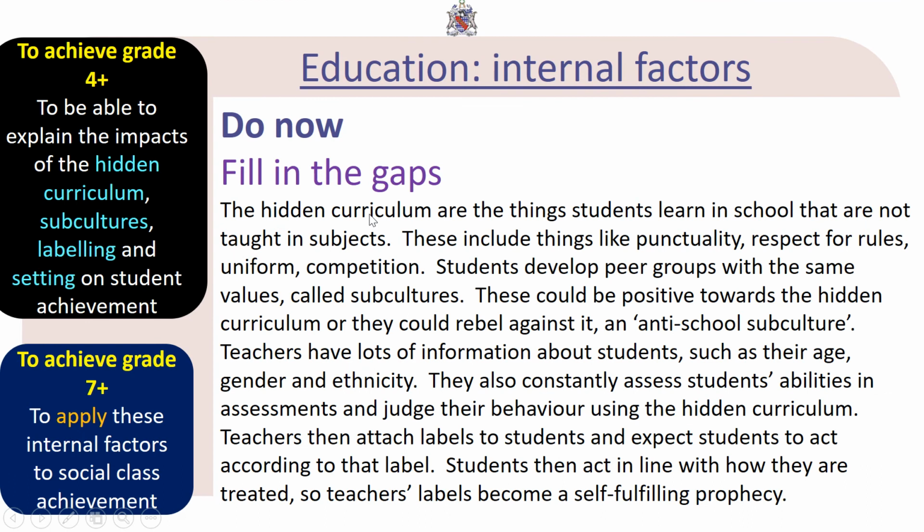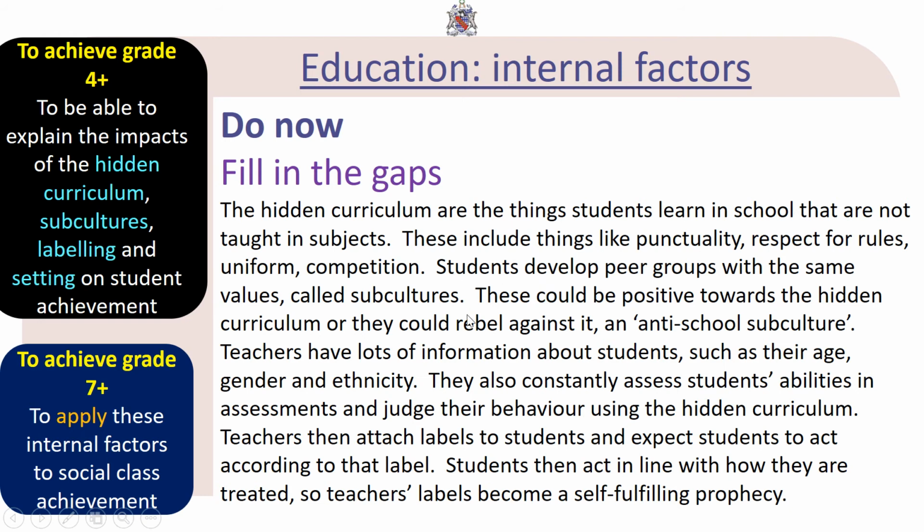Here are the answers. The hidden curriculum is the things students learn in school that are not taught in subjects. These include things like punctuality, respect for rules, uniform, competition. You may remember this term, the hidden curriculum, comes from Bowles and Gintis, two Marxist sociologists, and their correspondence principle.